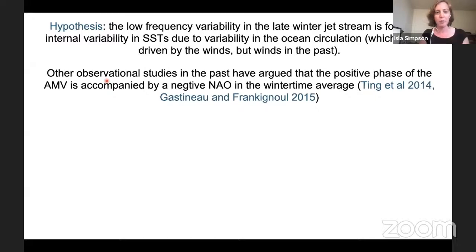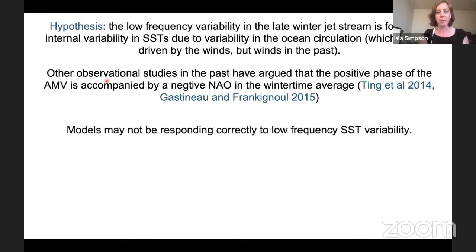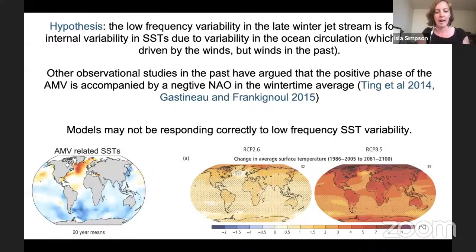And this is in agreement with some other observational studies that have argued this in the wintertime average. But we've argued that this seems to be a much bigger connection in the late winter, but we don't really know why at this point. And we'd argue that models may not be responding correctly to this low frequency SST variability, which I think is very aligned with what we heard from Doug and others today. And so this is concerning for our ability to get decadal predictions, but I'm slightly more concerned about our ability to just predict the overall climate change response.